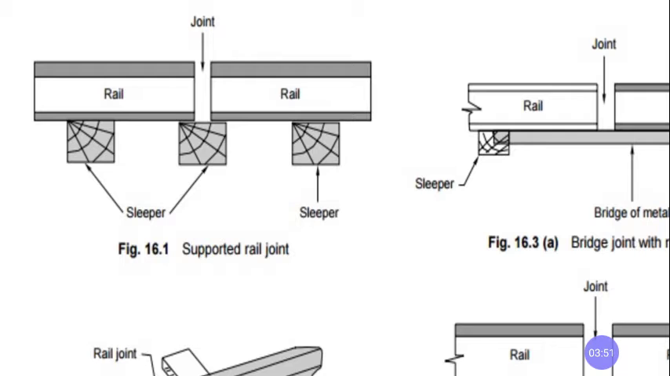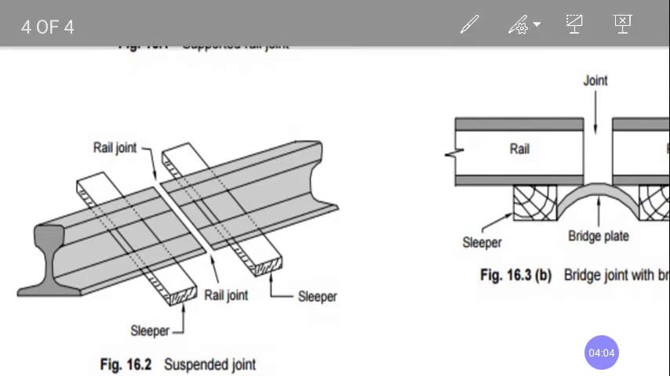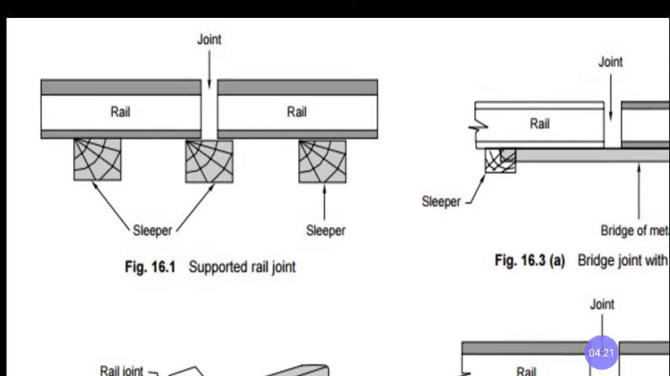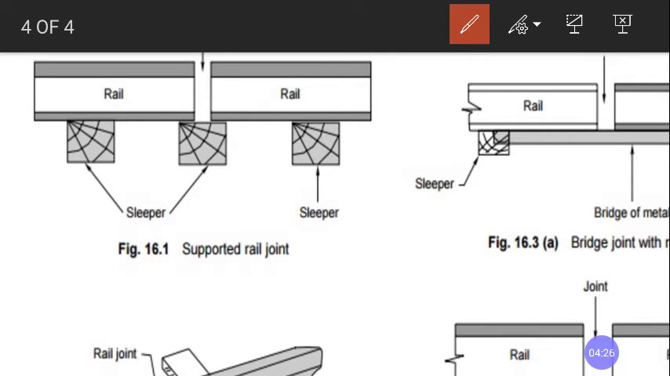Next is the supported joint, right? Regarding sleepers, it is not necessary that wherever the joint comes there is a sleeper, right? In this case you can see below, at the joint there is no sleeper below, so that type of joint is called a suspended joint. It is called a suspended joint because it is suspended, right? Whenever there is a sleeper at the joint, it is called a supported joint.